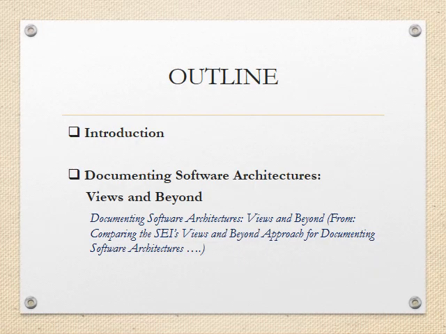Outline. In this chapter, we will introduce three things. First, we'll talk about the introduction, where we try to present what we mean by software architecture, what we mean by views, and what are the types of software architecture and views that we can introduce in our document. The second thing, we will talk about documenting software architecture, views, and beyond. And this will be taken from, as we said, the Documenting Software Architectures: Views and Beyond book, which is a compilation from the Software Engineering Institute's views and beyond approach for documenting software architecture.